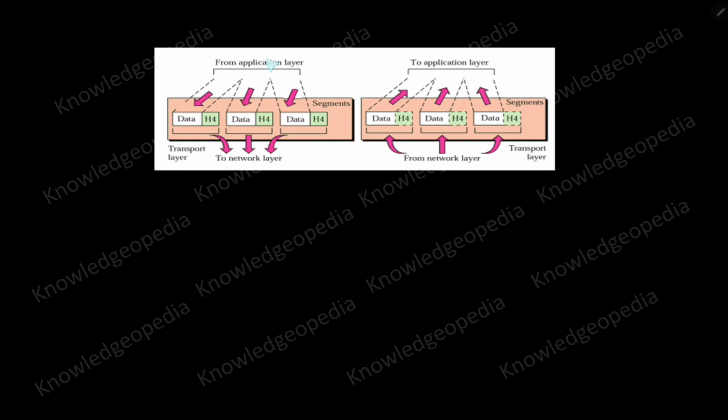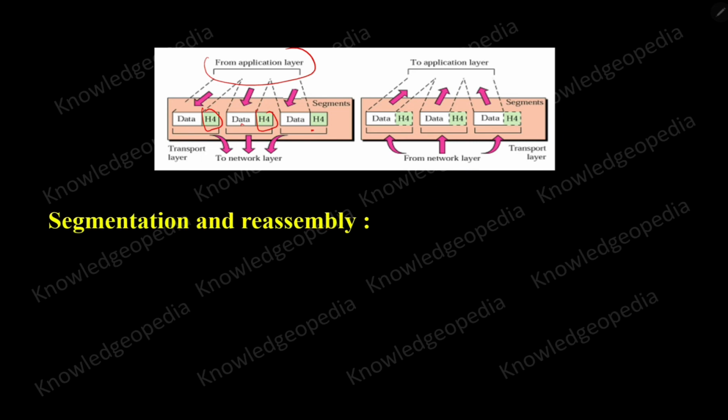So the transport layer is receiving from the upper layer, and it is breaking it into 3 segments. It can be more segments. In this case we have taken 3 segments, and to each segment it will add headers and then give it to the network layer, and on the receiver side, the reverse process takes place. So segmentation and reassembling is the job of the transport layer.